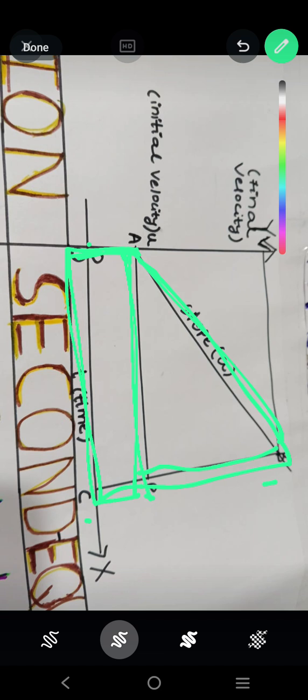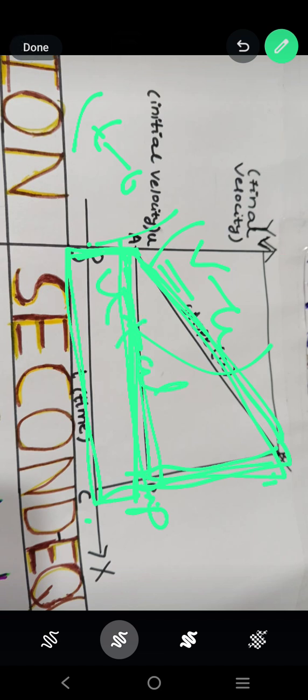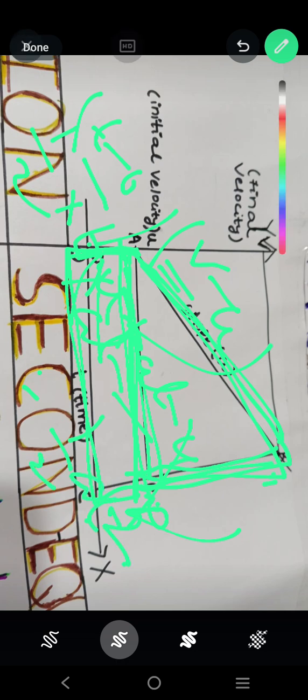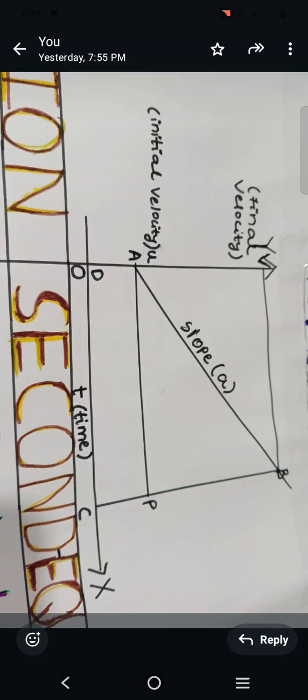So here the area of triangle ABP. What is the area of a triangle? Half into base into height, right? Base is AP, so half into AP into BP. AP is how much? t minus 0. BP means v minus u. So v is u plus at, we do minus u. So here u cancels. So t into a, half into t into at, half at square.